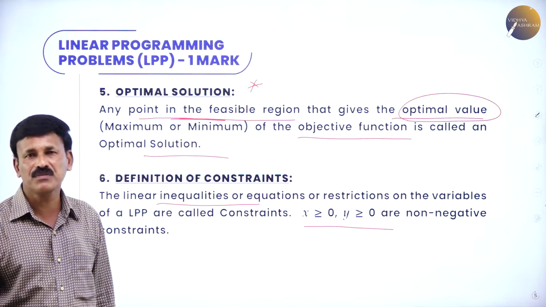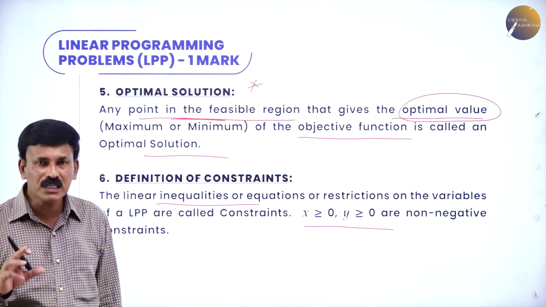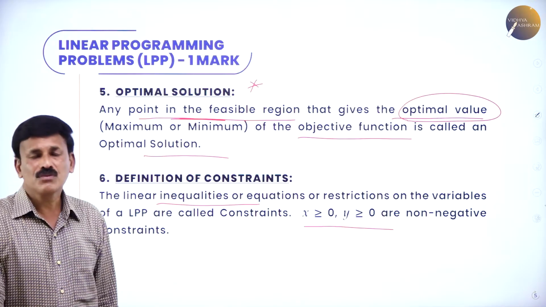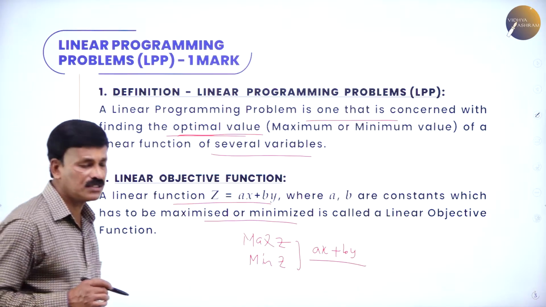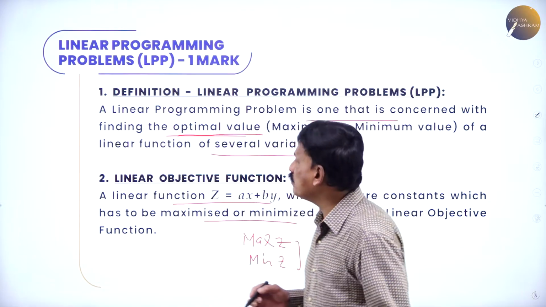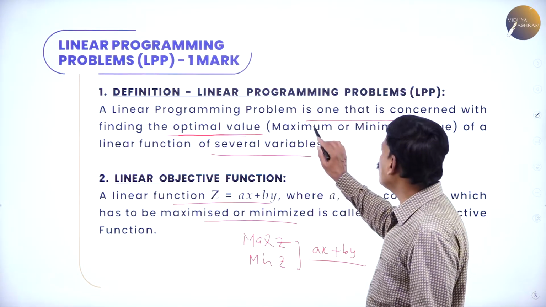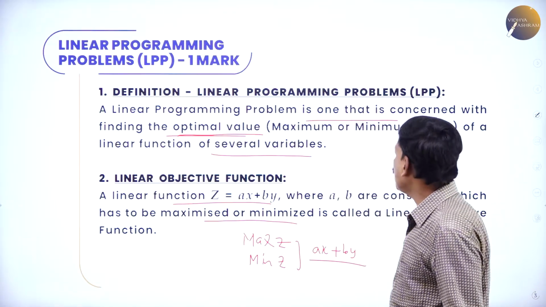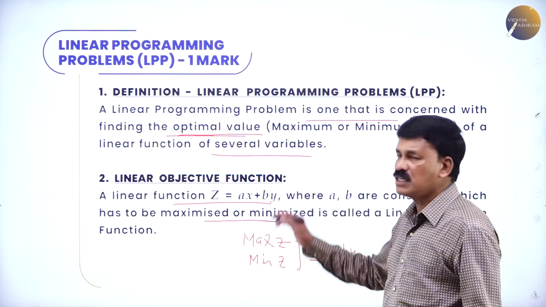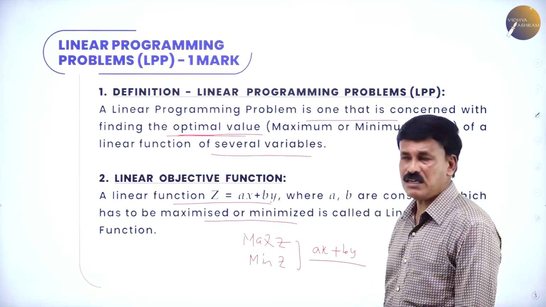Okay, these are a few definitions. So definitely you will get one definition from these six for 1 mark. So let me see what the definitions are. First, the definition of a linear programming problem: a linear programming problem is one that is concerned with finding the optimal value, that is the maximum or minimum value, of a given linear function of several variables.